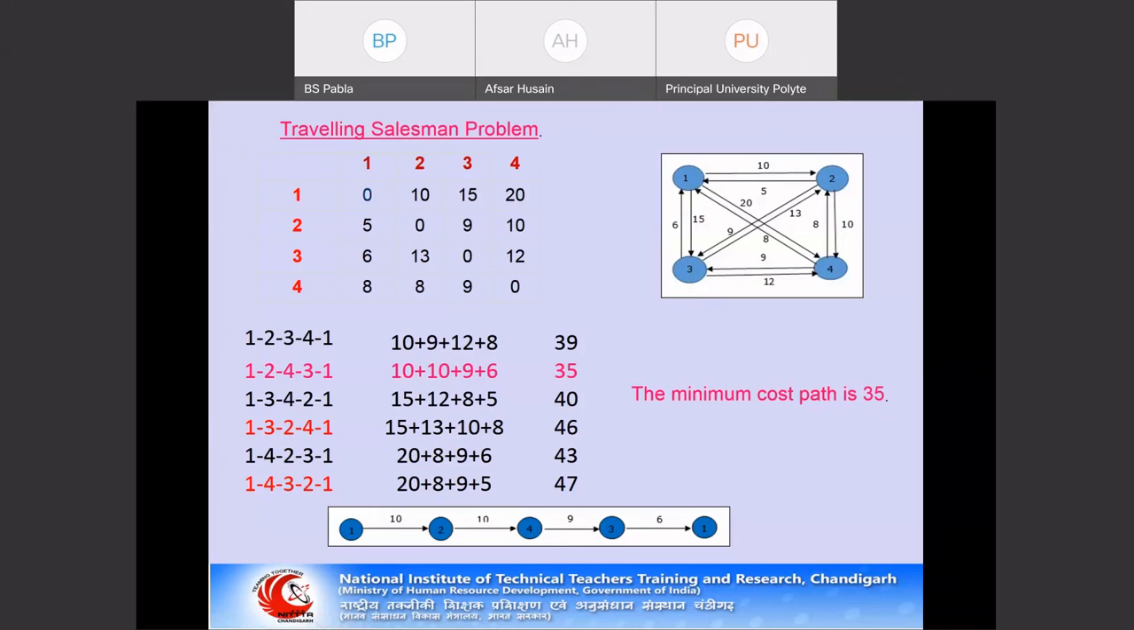If there are 20 cities to visit, probably I will not be able to do it because the number of alternatives will be very high.